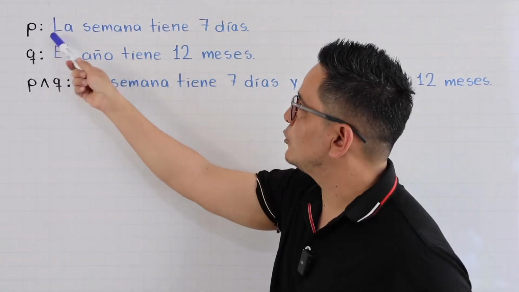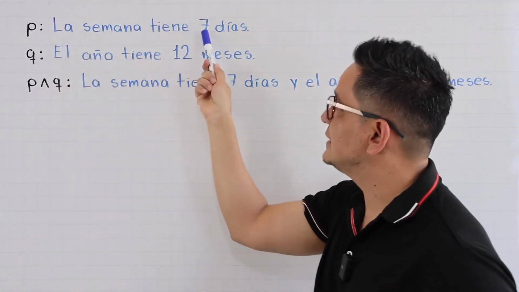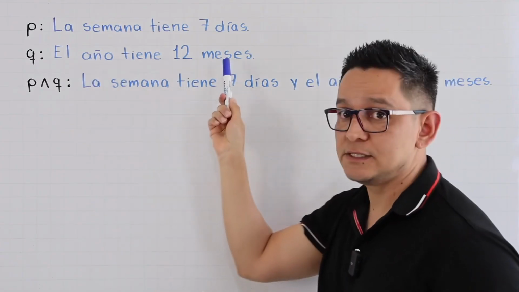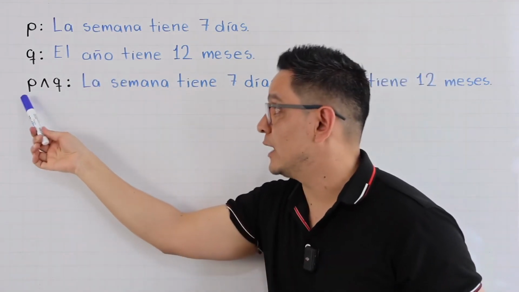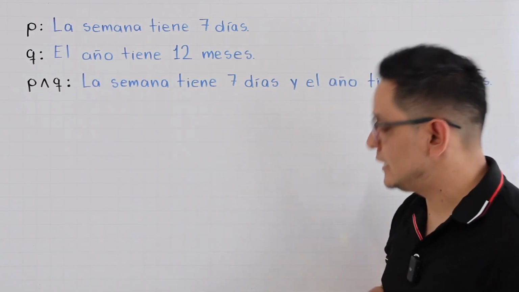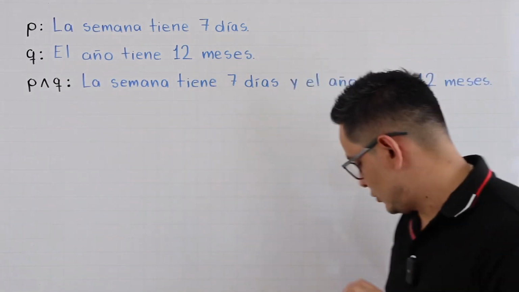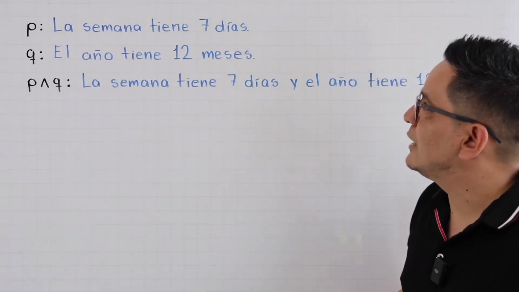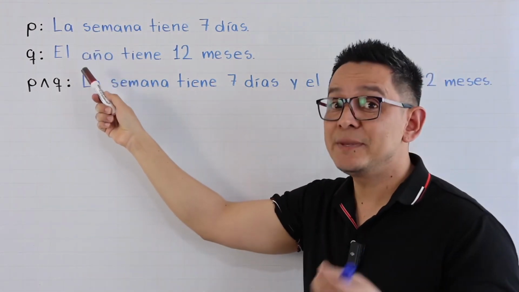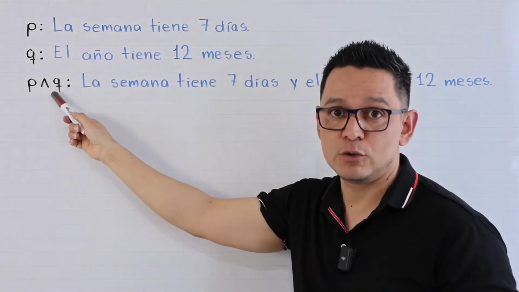It's pretty interesting. Let's say P is the proposition "The week has 7 days," and Q is the proposition "The year has 12 months." You will agree with me that P and Q is, the week has 7 days, and the year has 12 months. Here it's important for us to ask ourselves about the truth value of each of these two simple propositions, and also the truth value of this proposition.